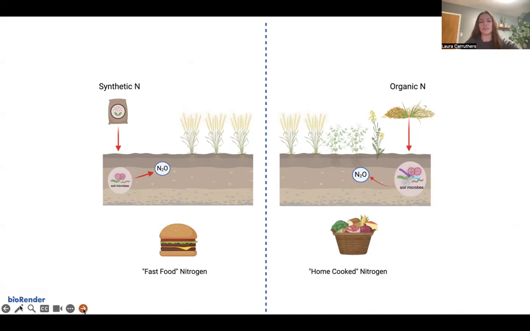This research will hopefully guide sustainable nitrogen management strategies to reduce the environmental footprint of agriculture while supporting productive and healthy soils that continue to feed the world for many generations to come.